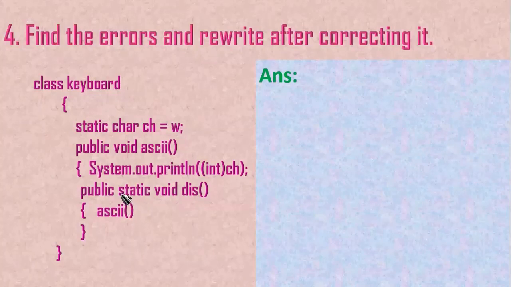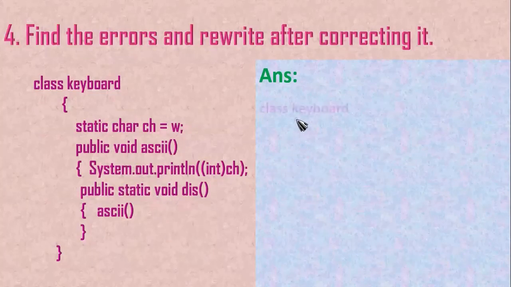See carefully, here it doesn't look like any mistake, but here it is a static method. A static method cannot call the instance method. So it should be a static method only. So we are supposed to add static here. Otherwise we are supposed to create an object and then call it. We can do either way. We will just add static here.